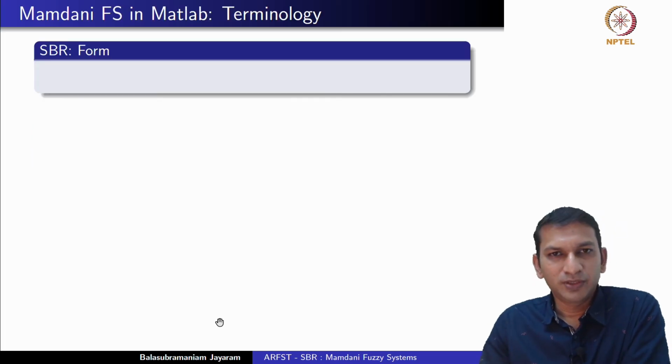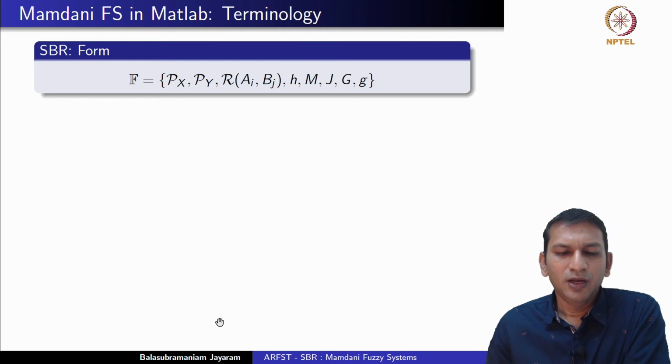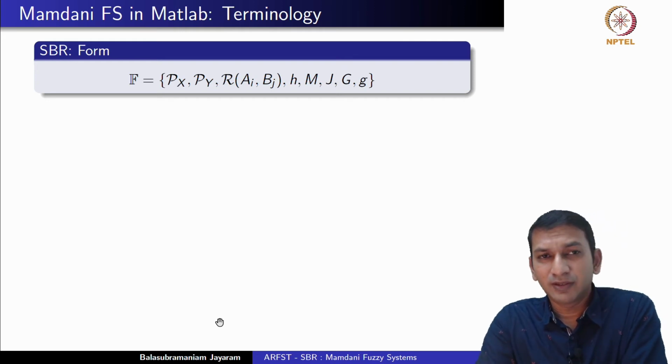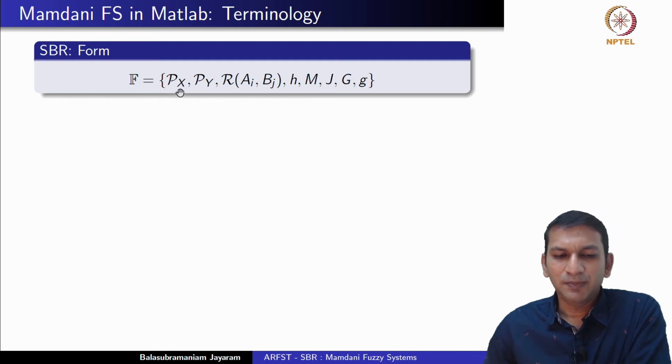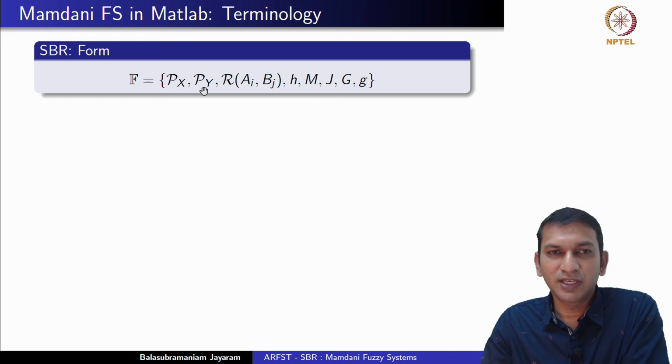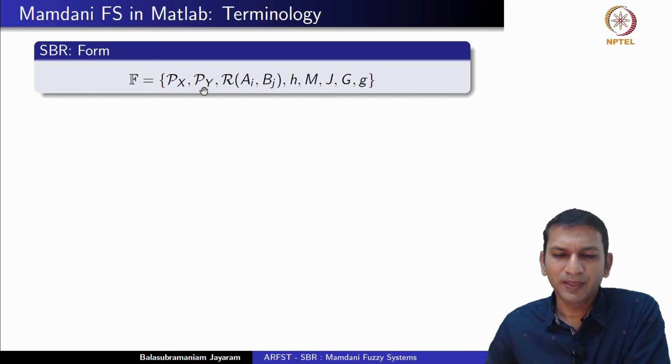Before that, a few terminologies. Look at the form of a similarity based reasoning fuzzy inference system. We have seen this: px and py are the fuzzy coverings over the domain of x and y. This is the rule base where the Ais and Bjs come from the corresponding fuzzy coverings on x and y. H is the fuzzifier, M is the matching function, J is the modification function, G is the aggregation function, and small g is the defuzzifier.